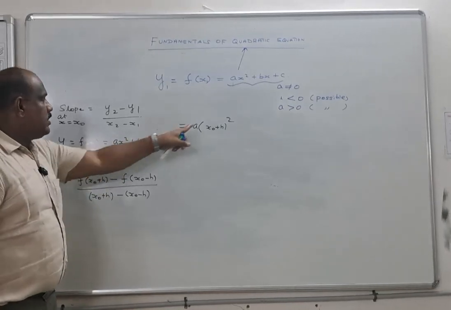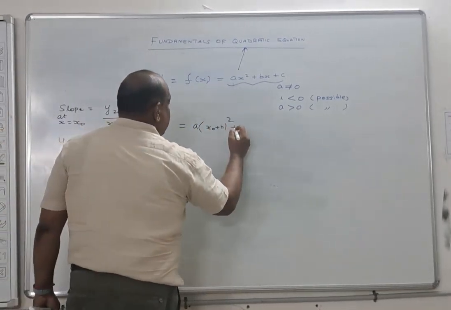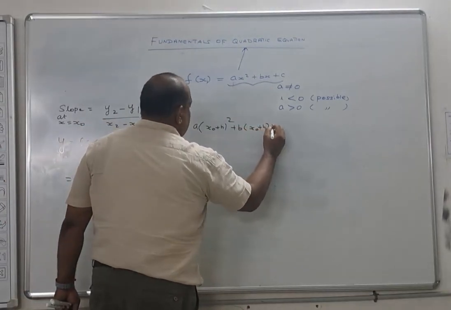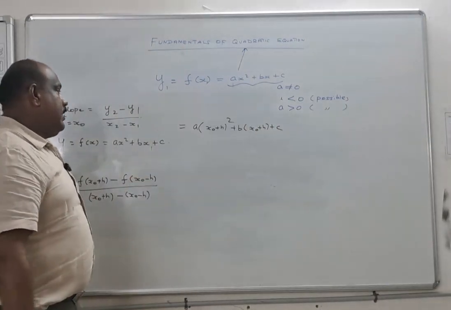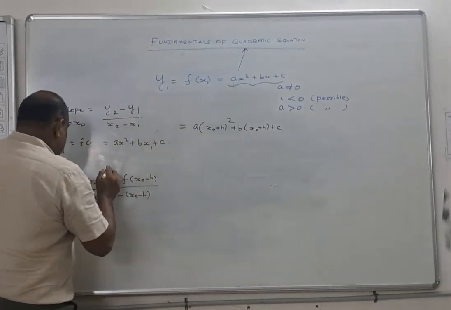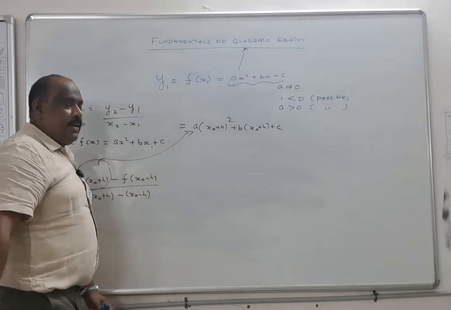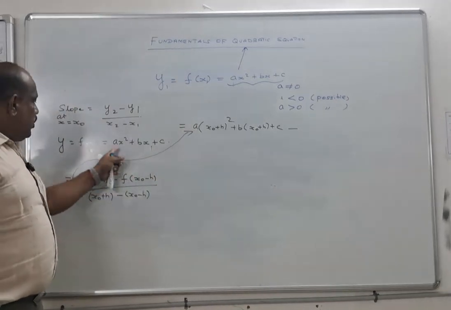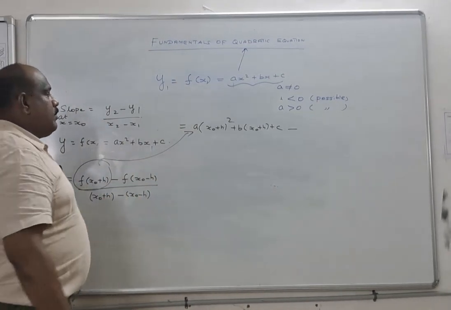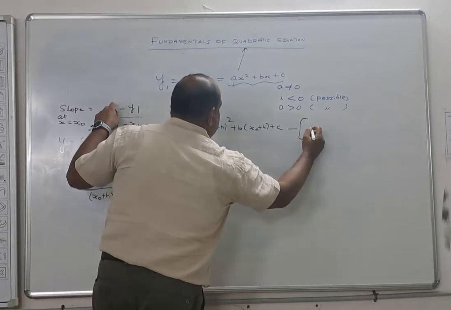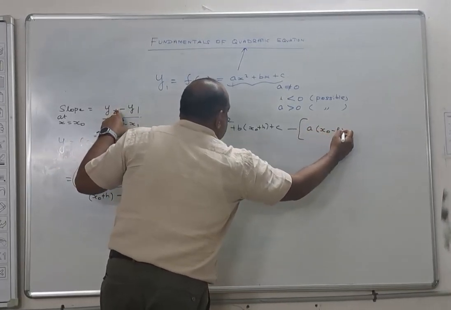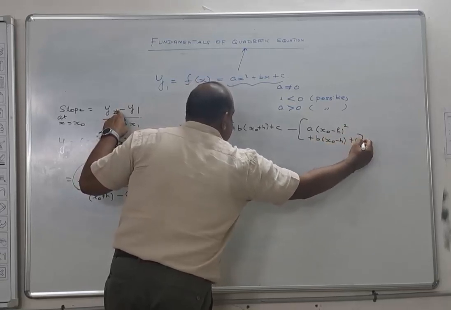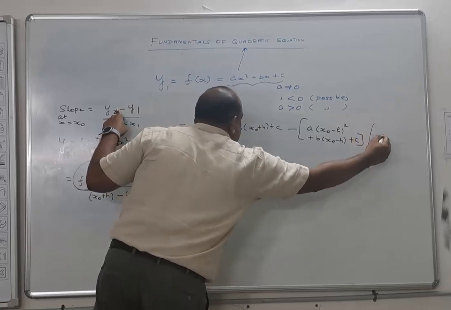X naught plus h. So, this square is also there. Plus b into x naught plus h, plus c. There's no x, so there's no need to replace. Minus, this is the first term. This value is equal to this value. Minus, what will be the f of x naught minus h? Wherever in this equation x is there, you replace with x naught minus h. So it's minus, I'll put a bracket, a into x naught minus h whole square plus b into x naught minus h plus c. Isn't it?